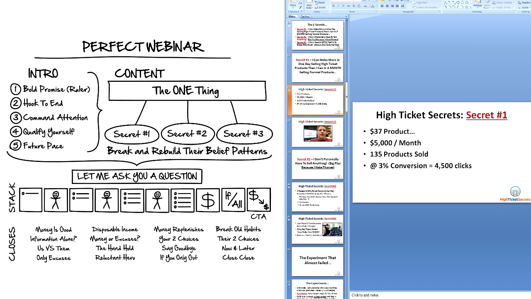I come and say, look, high ticket secrets. If you're selling a $37 product and you want to make $5,000 a month, you have to sell 135 products. At a 3% conversion rate, that's 4,500 clicks. That's really, really hard. And then I talk about how to make $5,000 selling a high ticket thing, I just have to sell one. Or if I'm selling a $25,000 thing, I just have to sell one every 5 months to make the exact same amount of money as it took you to make with a $37 product. So my goal is to break their belief pattern. You think that you have to sell $37 products. I have to break that, and I have to rebuild it with the pattern I want you to believe.